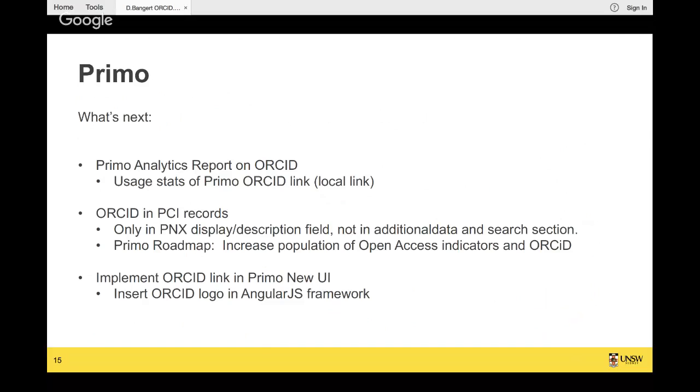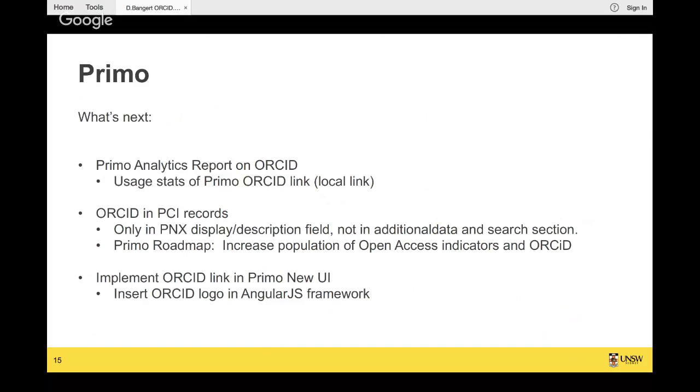So the second challenge for us is ORCID in PCI records. There was a post on the Primo list in March 2016 about this topic, and basically there has been no news since then. Until now, we still haven't seen any ORCID information in PCI records in the PNX search or additional data sections. We only see it in the display description section. And the Primo Roadmap January 2017 also has, for the first half of 2017, to increase the population of open access indicators and ORCID. And we think that this roadmap should apply equally to PCI content as well.